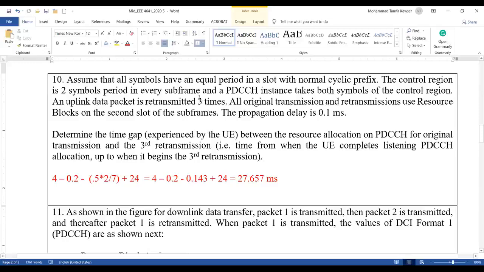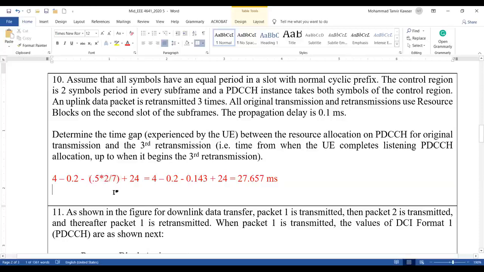Now, in this case, you first assume that we have equal period for all the symbols. By normal circuit practice, I mean that you have 7 symbols in a slot. So just divide it by 7, so 0.5 divided by 7. And the control region is 2 symbols period. So the control symbol region will be 0.5 by 7 into 2. So this is the length of your control region.